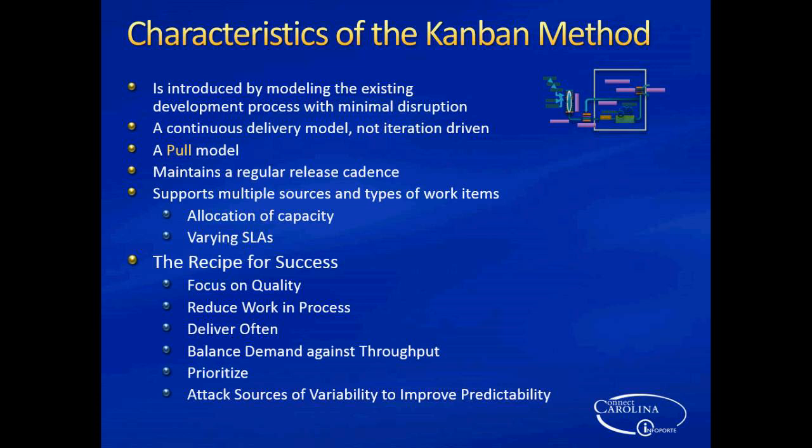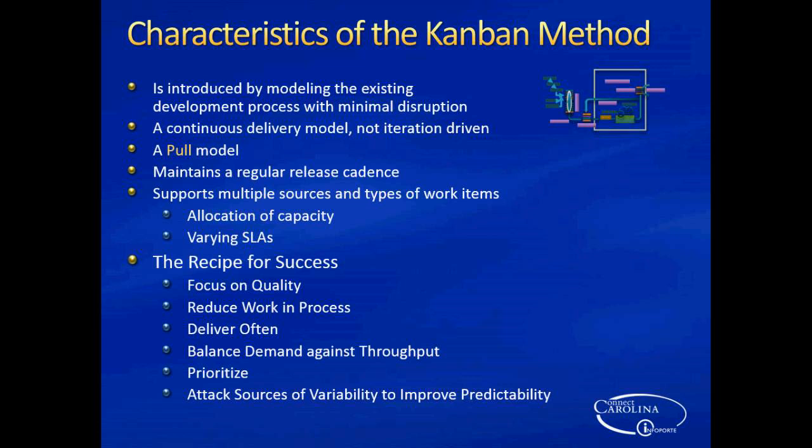We maintain a regular release cadence. Key things, multiple sources and types of work items. So we get to allocate capacity. Ultimately, when you're more mature in the process, you can start thinking about having service level objectives, or they'll say service level agreements, but normally they're really just objectives that you've agreed to.